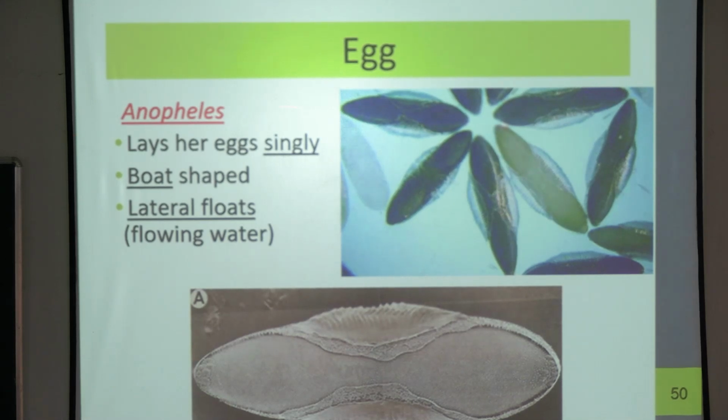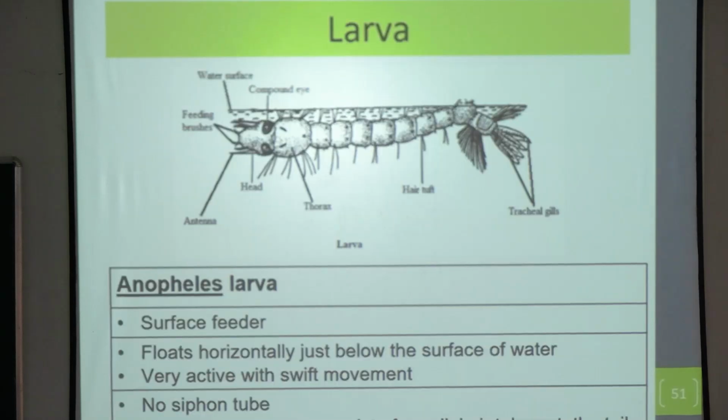Again, the eggs of the Anopheles, their eggs are laid singly, they are boat shaped and they have lateral floats. এই যে এই পার্টটা দেখছো, again that is the lateral floats, it is helping them to float on the moving water or on the water, যেটা আগে কিউলেক্স আর এডিস মসকিটোজ এর এগসে ছিল না। This is the difference in the eggs of the Anopheles mosquito.